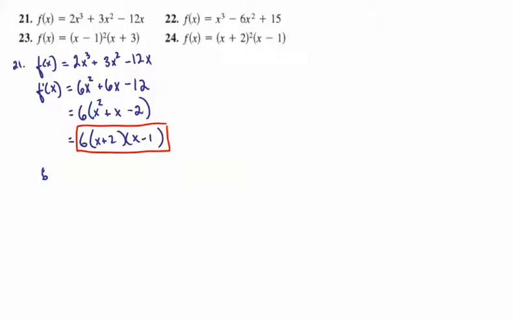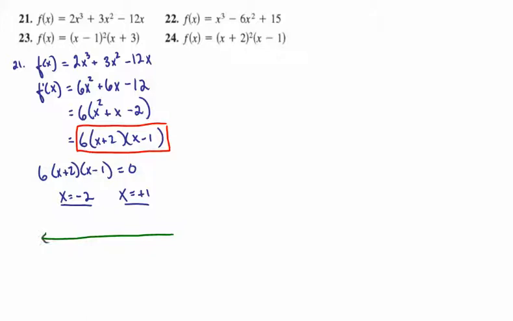So we have 6 times x plus 2 times x minus 1 is equal to 0. We divide through by 6 and we get x is equal to negative 2 or x is equal to positive 1. Those are our two critical numbers. We're going to make our sign chart now, putting our two critical numbers 1 and negative 2. We choose test values. Negative 3, 0, and 2 should work fine.